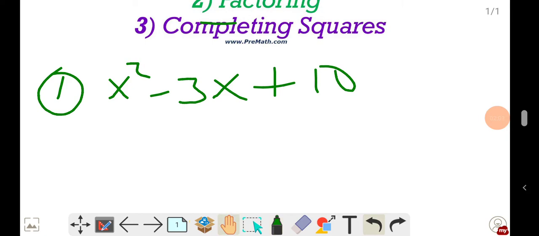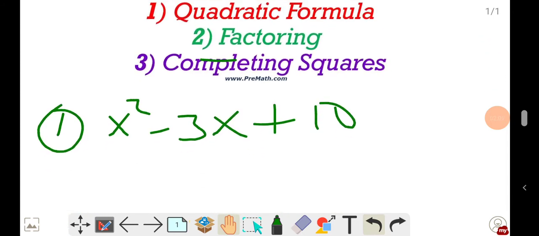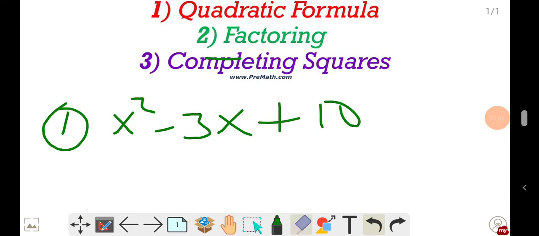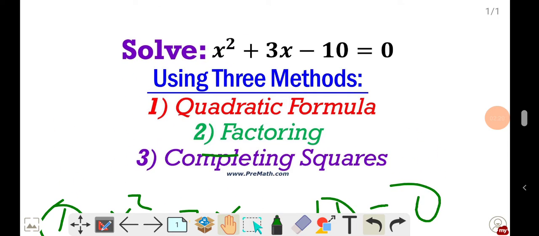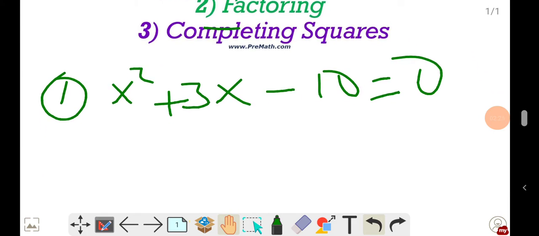let's use the first formula. The function is x squared plus 3x minus 10 is equal to 0. Okay, this is it.